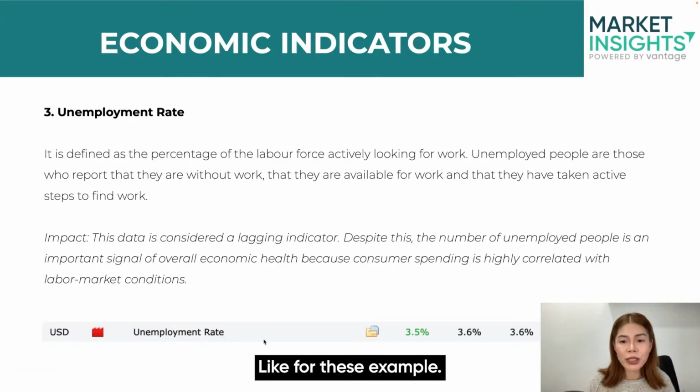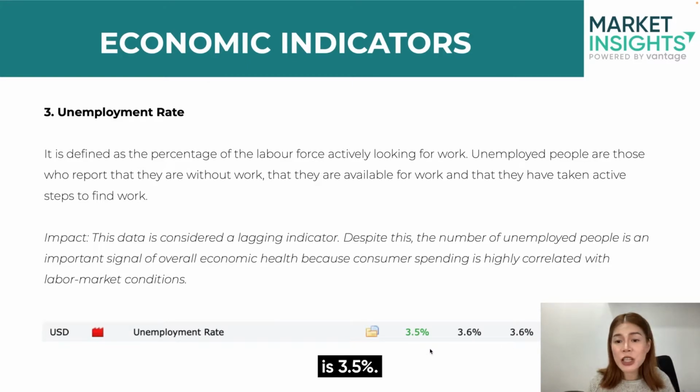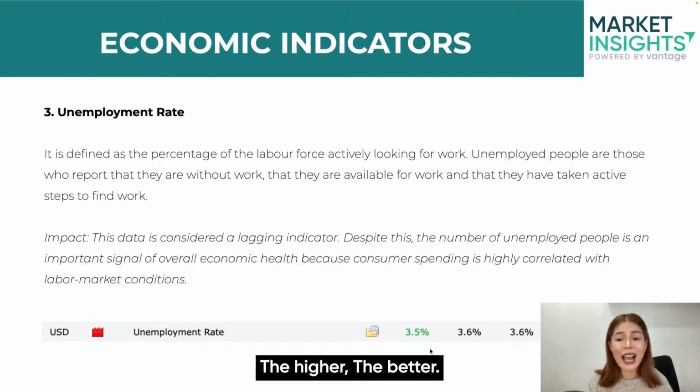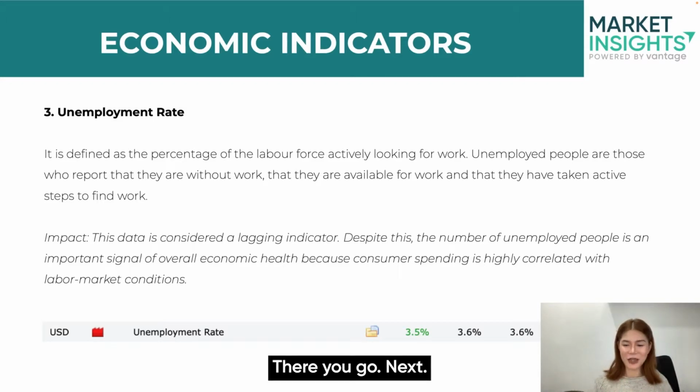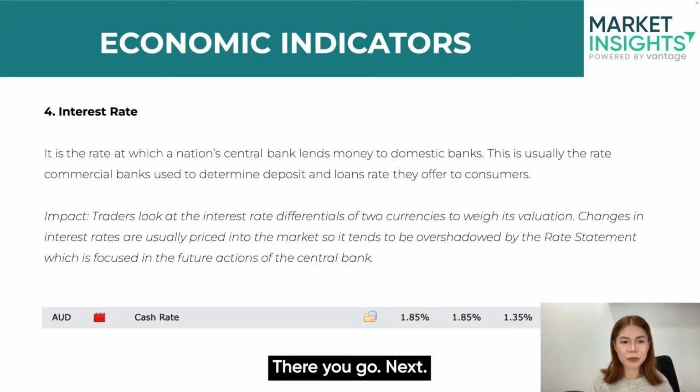For this example, 3.6% is the forecast and previous data, and the actual is 3.5%. For other data that we are discussing, the higher the better. But for unemployment rate, it should be the lower the better. There we go. Next, interest rates.